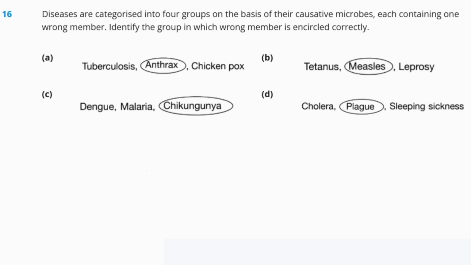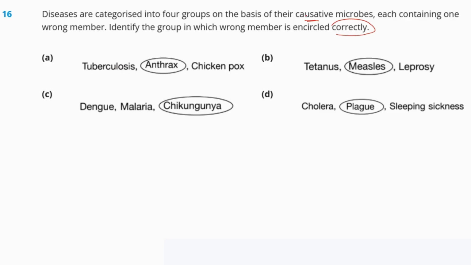Question number 16 now. Question number 16 says, diseases are categorized into 4 groups on the basis of their causative microbes, each containing one wrong member. Identify the group in which the wrong member is encircled correctly. We need to find the correct one. Tuberculosis, anthrax, and chickenpox. Right, we need to find which one is encircled correctly over there.